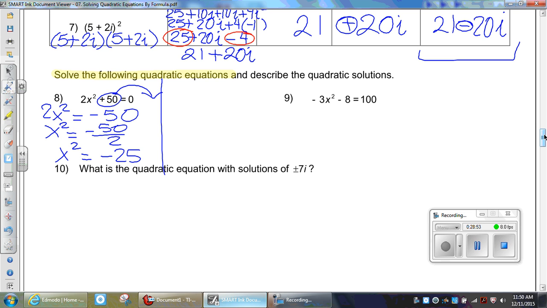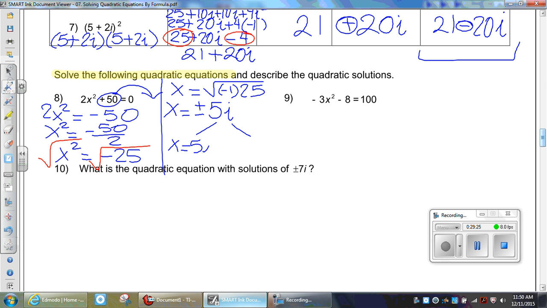Now, we know there's no real solution, right? Because we will have to take the square root, and we cannot take the square root of a negative number unless we use imaginary numbers. So we will use the square root of negative 1 times 25. The square root of 25 is 5, and the square root of negative 1 is i. However, here we're dealing with an unknown quantity, which is x, so we will consider both positive and negative 5i. So what this means is that we have x is equal to 5i, and x is equal to negative 5i. And another thing we could say about those two numbers is that they are complex conjugates.